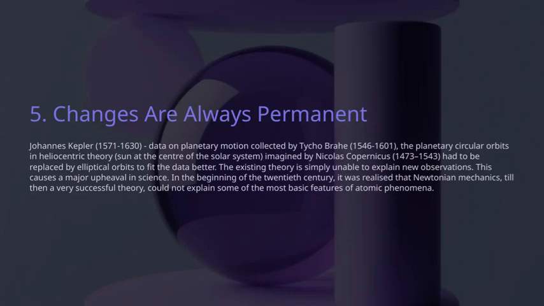Now, let's look at Johannes Kepler, who lived from 1571 to 1630. Kepler built on the data collected by Tycho Brahe, who was active from 1546 to 1601. Brahe's meticulous observations provided the crucial details needed for understanding planetary motion.